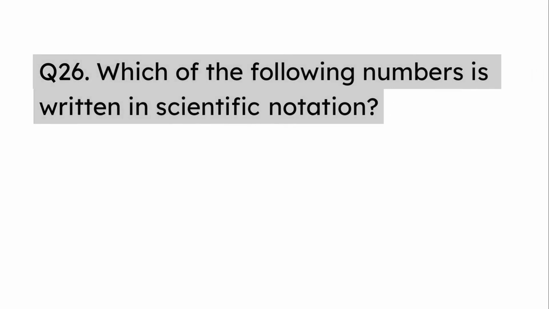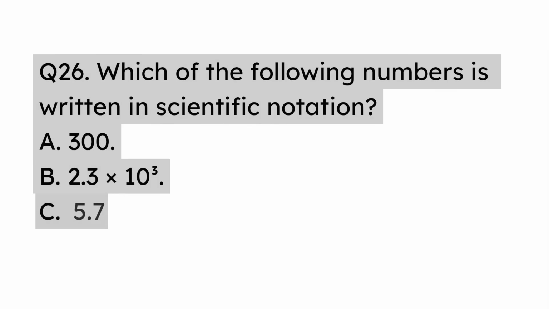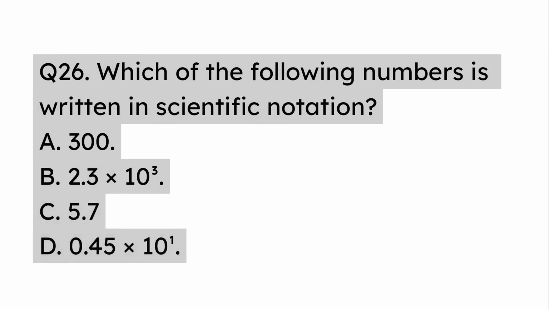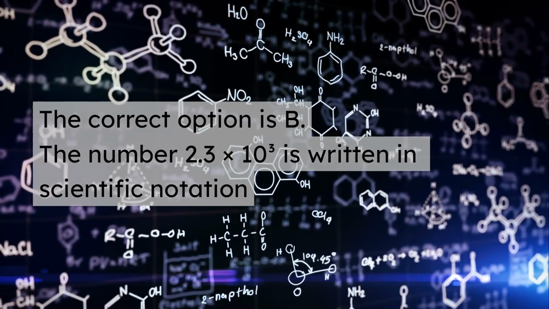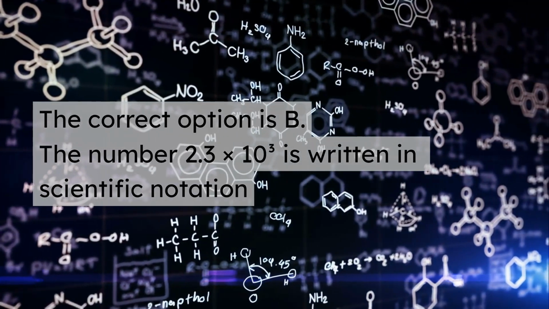Q26. Which of the following numbers is written in scientific notation? A. 300. B. 2.3 times 10 to the power of 3. C. 5.7. D. 0.45 times 10 to the power of 1. The correct option is B. The number 2.3 times 10 to the power of 3 is written in scientific notation.